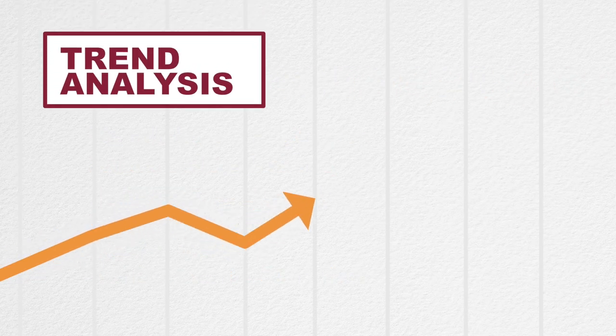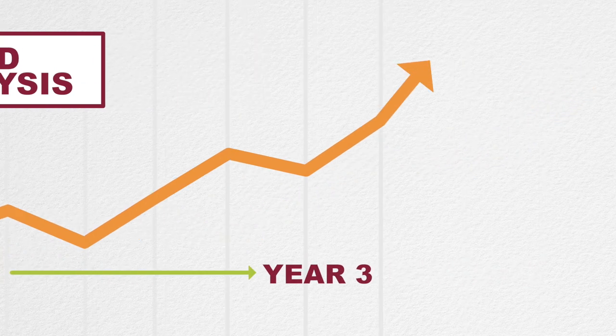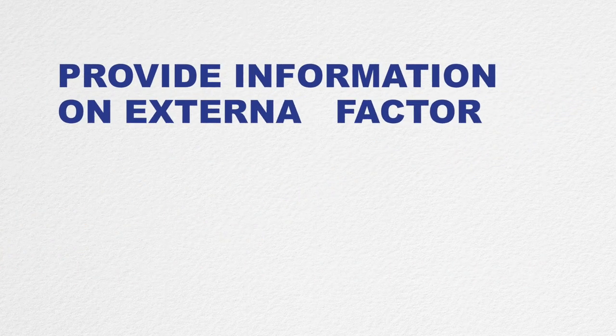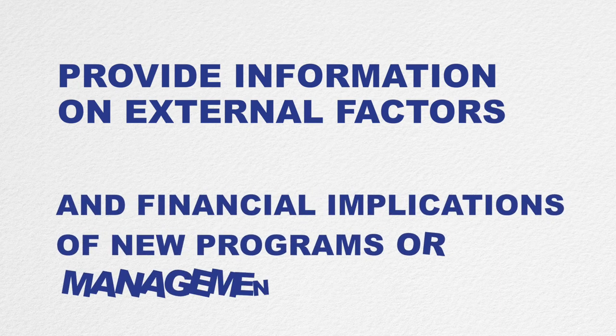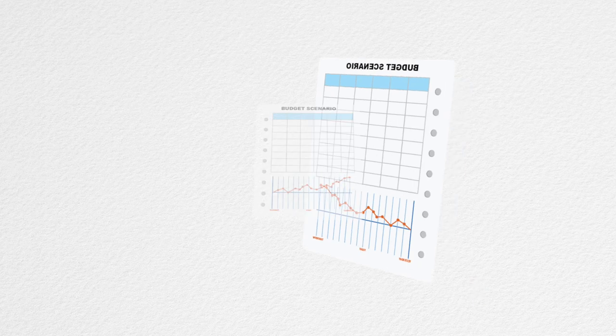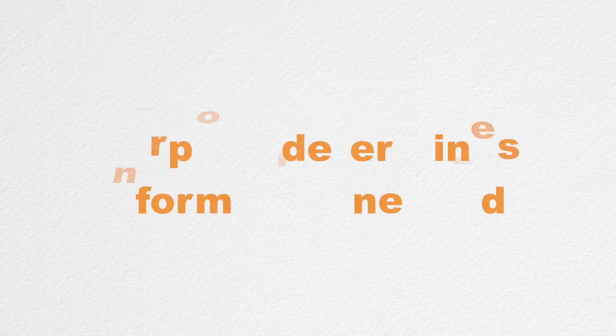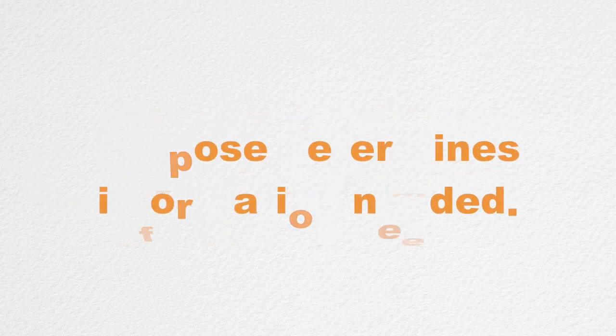Focus on providing them with trend analysis of primary income and expense categories for 1 to 3 years. Provide them with information on external factors and the financial implications of new programs or management decisions. And give them multiple budget scenarios based on different options. There is no one-size-fits-all. Purpose determines information needed.